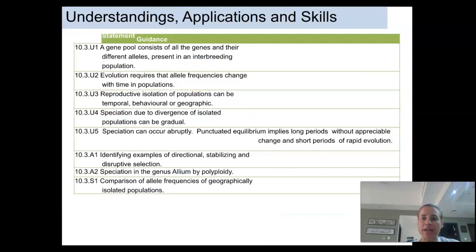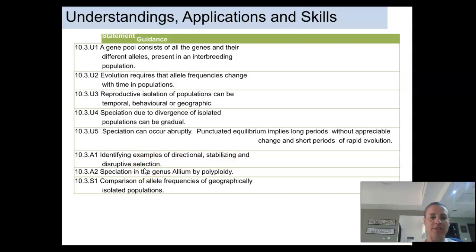So these are the understandings, applications and skills, a bit of a smaller one this time. We're going to be talking about what a gene pool is. Evolution requires that allele frequencies change over time, looking at different reasons for reproductive isolation. It can be temporal, that's to do with time, behavioral or geographic. Then we look at different types of divergence of isolated populations. It can be gradual, but there are other theories that suggest it can be abrupt or quick, and that's called punctuated equilibrium.